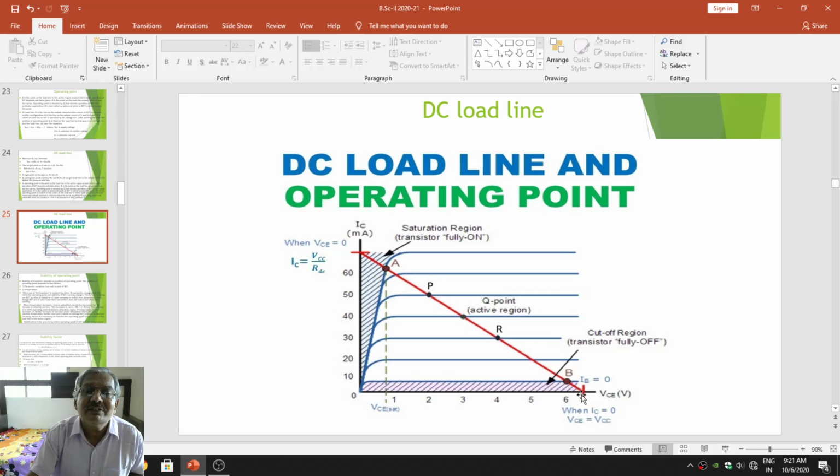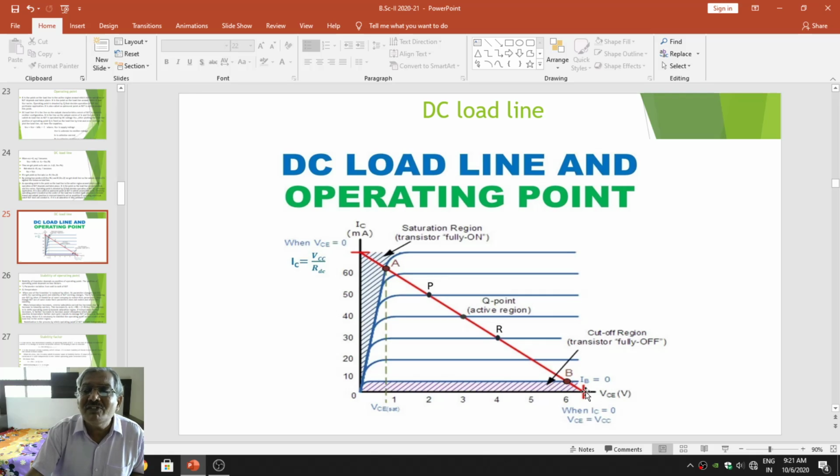Is it clear? So with this process, one can plot the load line on the output characteristic curves. We are aware that the entire operation of BJT is divided into 3 regions, which I already studied last year. One is the saturation region, where the transistor is totally on, where both the junctions are forward biased, and maximum collector current flows, that is VCC upon RC.